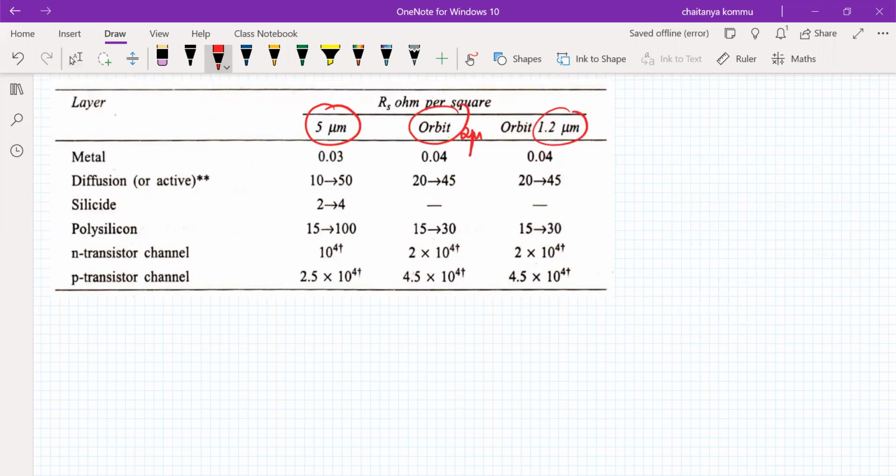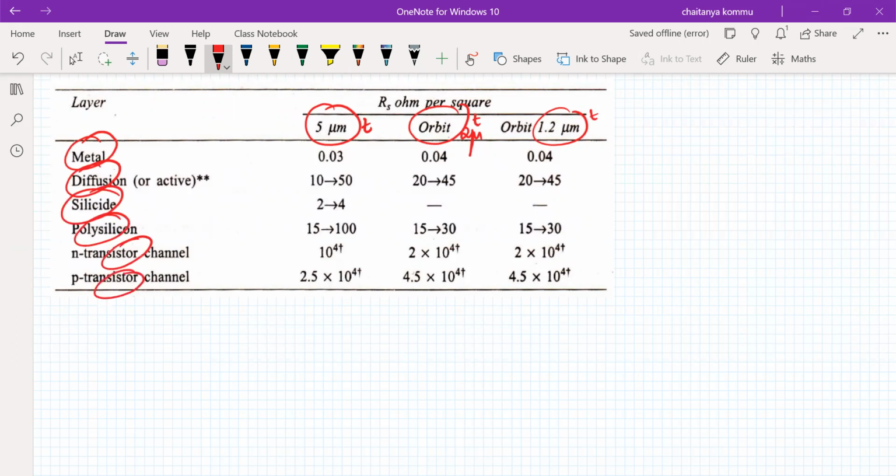Okay. So for each and every technology, its thickness is different. Here the thickness is somewhat different, here the thickness is different. So the thickness of these technologies will be different. Okay. So consider the metal, consider the N diffusion or a P diffusion, consider the silicide, consider the polysilicon, consider the N channel, consider the P channel.